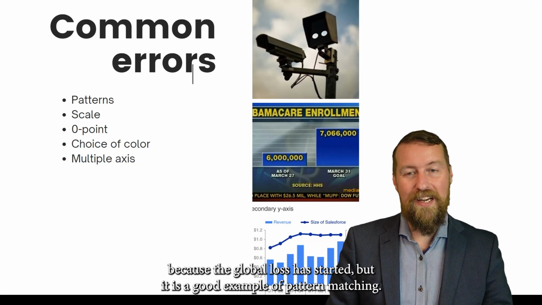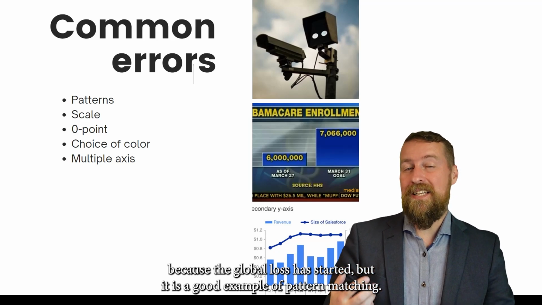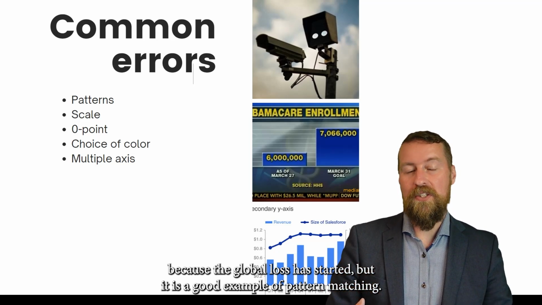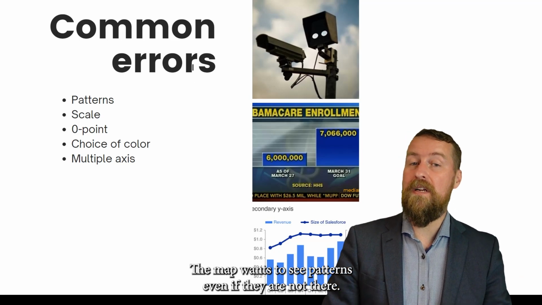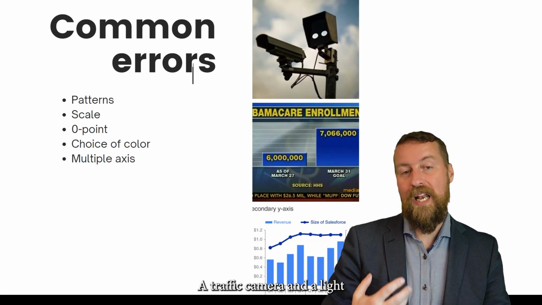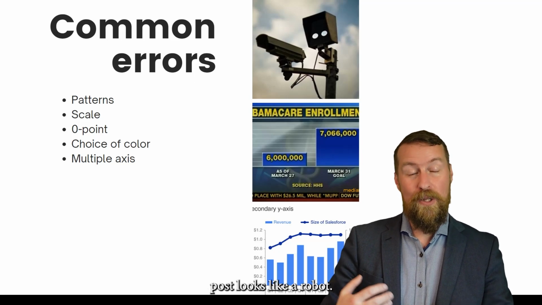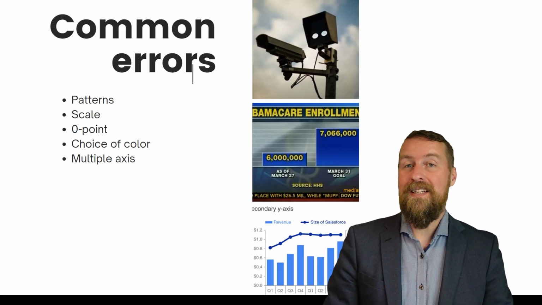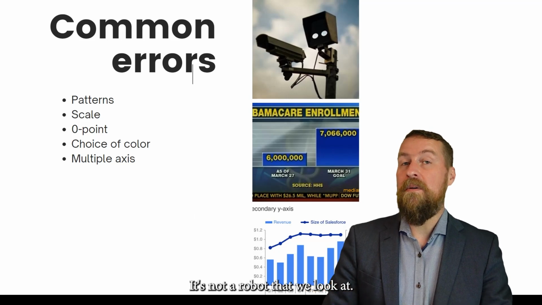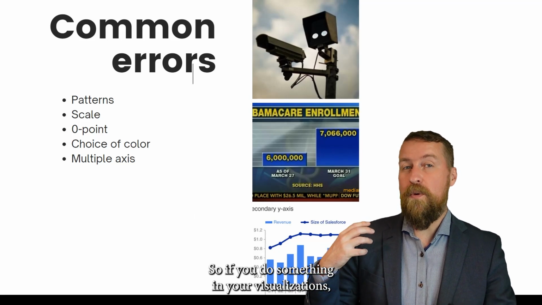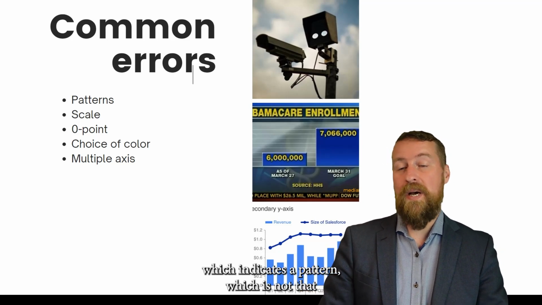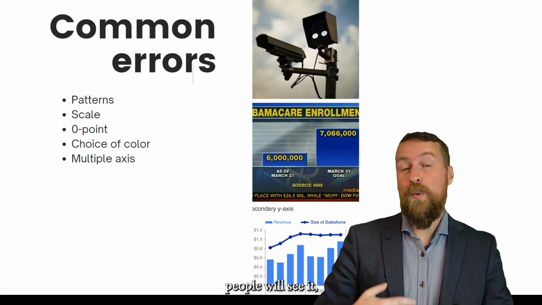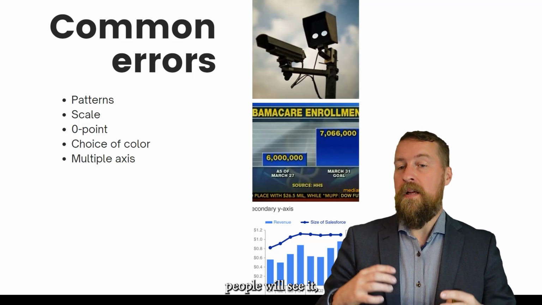However, there are some common errors. I have not brought this picture in because the robo wars has started, but it is a good example of pattern matching. The mind wants to see patterns, even if they're not there. A traffic camera and a light post looks like a robot. It's not there, it's not a robot, but we will look at it. So if you do something in your visualizations which indicates a pattern which is not there, people will see it.